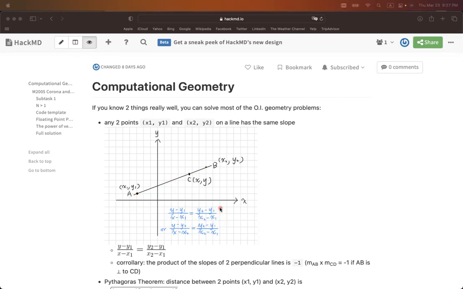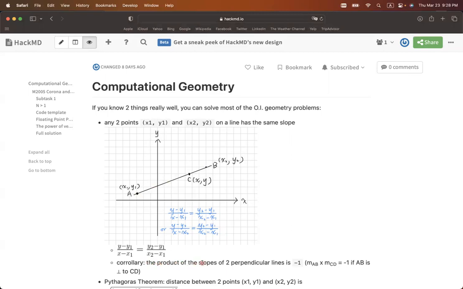And if you're anchored around BC instead of AC, then you get this second equation. So the left-hand side is y minus y2 divided by x minus x2. And the right-hand side is, again, the slope of AB. So this is one of the most important rules. And it's kind of trivial if you know any geometry at all. What you don't know is how powerful that rule is and how useful it is when it comes to practical problem solving in OI. There's a corollary of that rule.